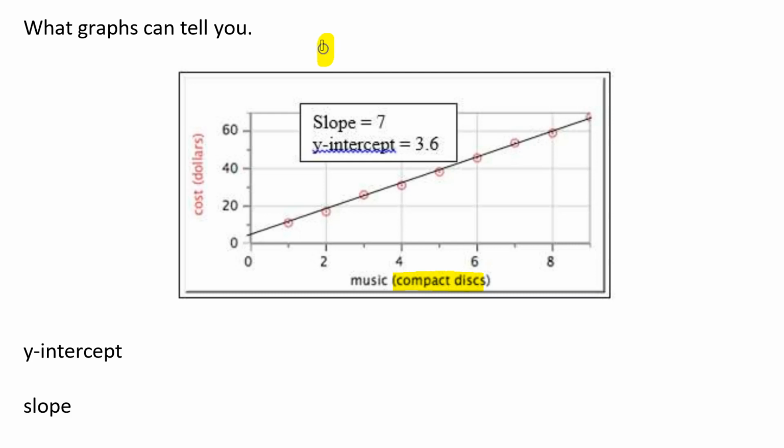Okay, ordering. I'll write it out here. Let's say this chart is from the cost to order CDs on Amazon. So in other words, it seems to me if you order 2 of them, it's a little bit less than $20. If you order 4, it's around $30. Okay, so there's a few things that any graph will tell you that you can look at.